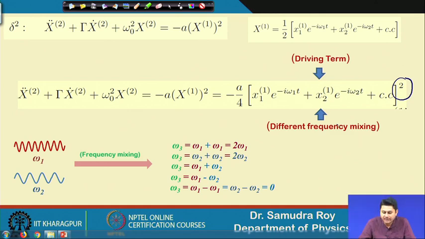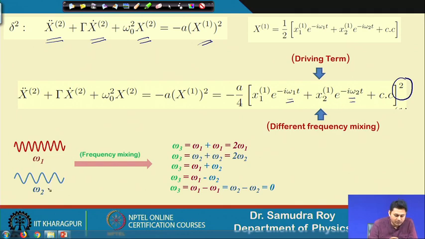And then we find that the second order effect, that means the solution in the second order, which is x 2, has a source term related to the first order solution, and this first order solution has a square term, and the first order solution also has two frequency components. When it is squared, then obviously there will be many frequencies. So, let us understand with this schematic figure.